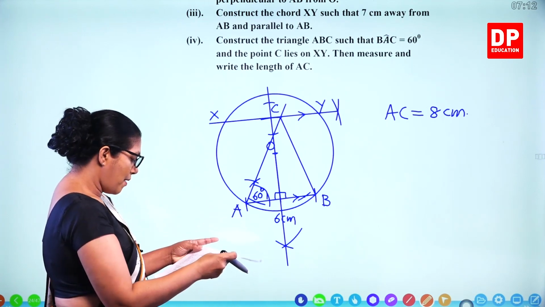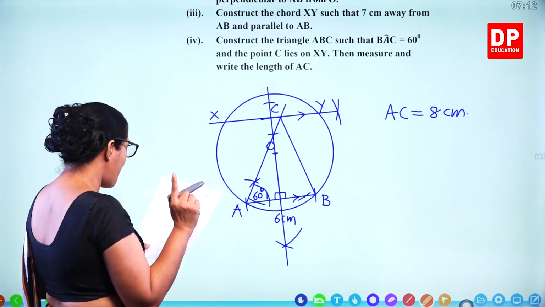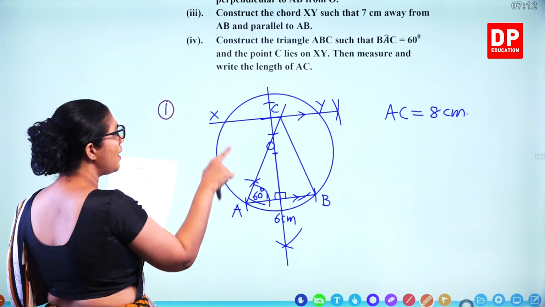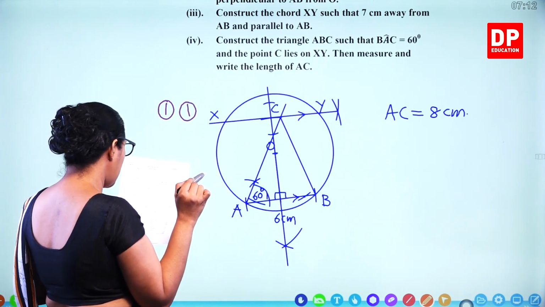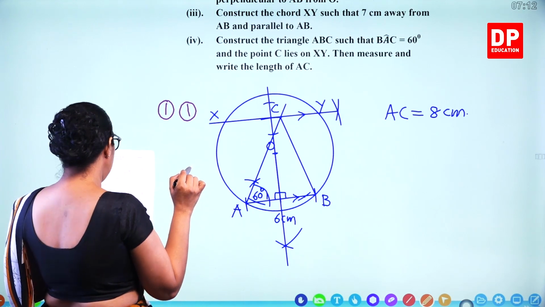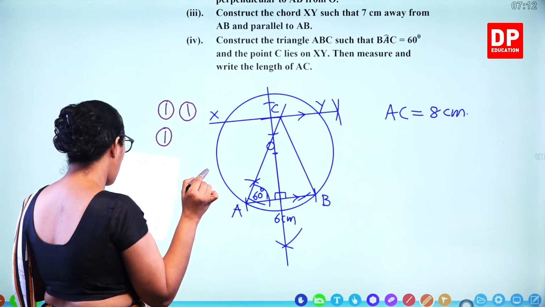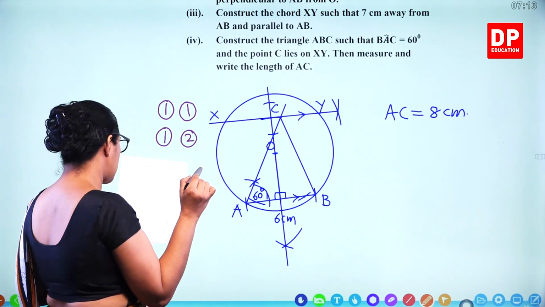So how many marks? You are getting, for drawing the circle 1 mark and marking the center 1 mark, so 2 marks for that. Then the second part, drawing the chord 1 mark and drawing the perpendicular, you get 2 marks.